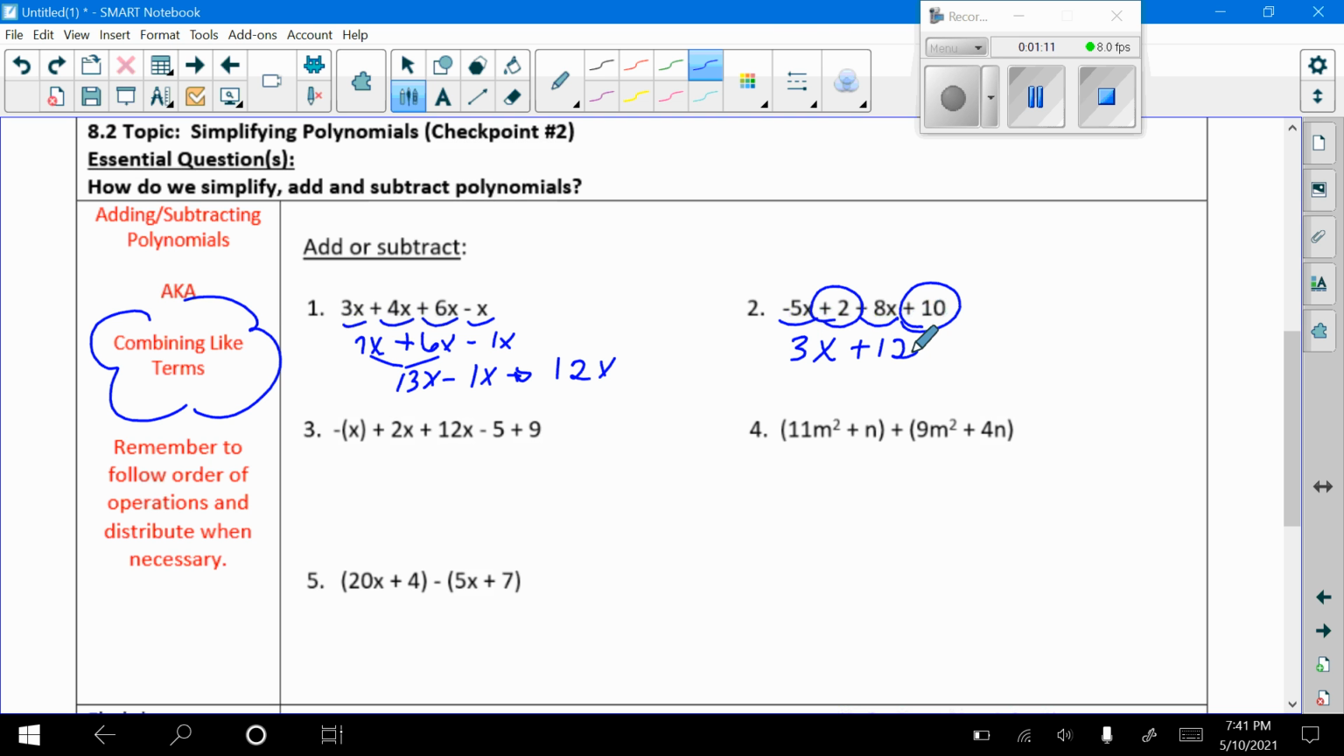Number 3, this negative x is actually just a negative 1x. So negative x plus 2x, that would be 3x. Excuse me, that would be 1x, plus the 12x, which gives me 13x. And then negative 5 plus 9 gives me positive 4.